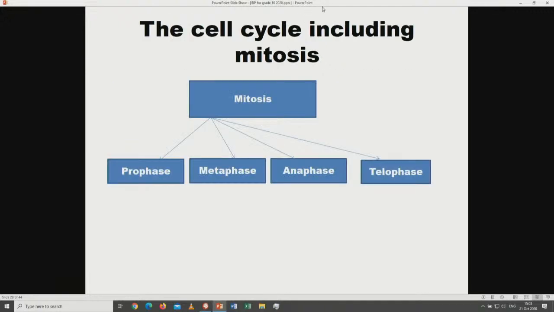Mitosis is divided into 4 different phases, which include prophase, metaphase, anaphase, and telophase.